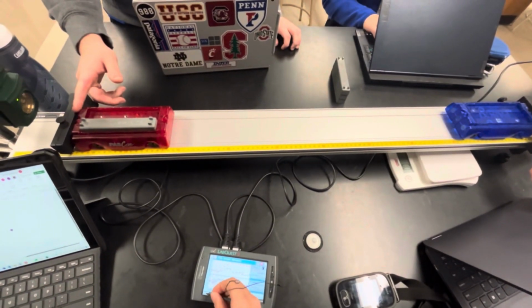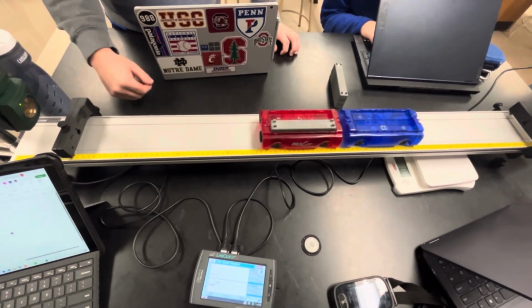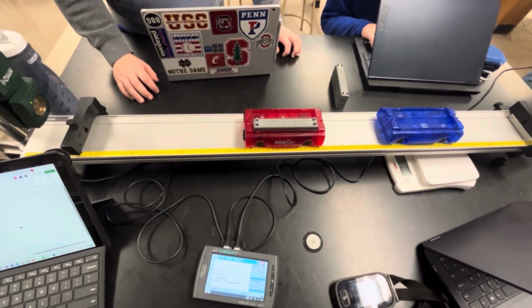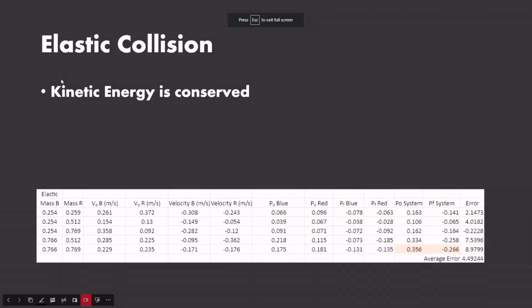Now moving on to our quantitative data, because we see this happens, but what's the math behind it? You already know we had to follow in the footsteps of our boys at Khan Academy. In an elastic collision, kinetic energy is conserved, which means that the initial kinetic energy of the system is the same as the final kinetic energy of the system.